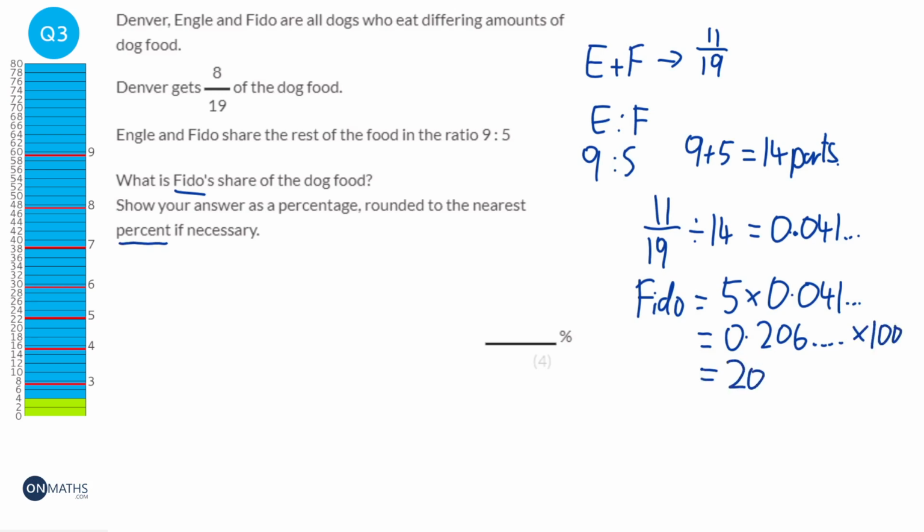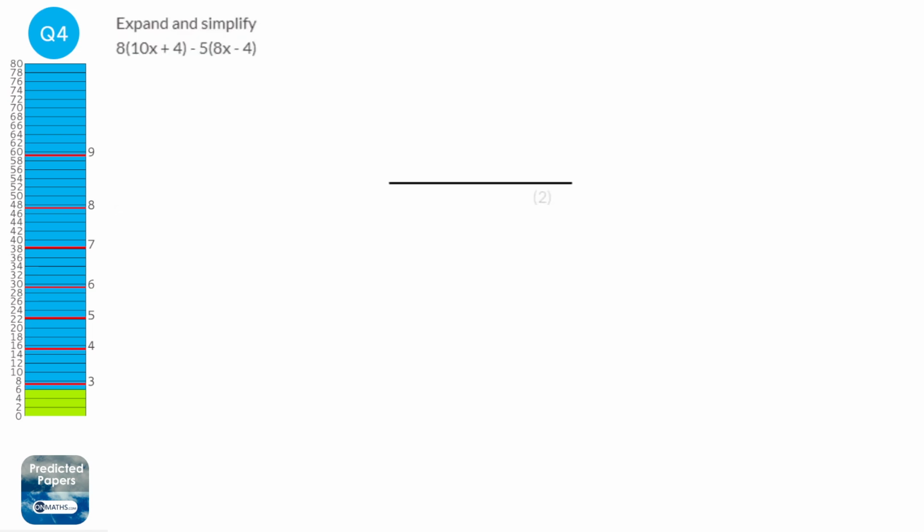So we have 20.676 and so on percent. And it wants it rounded to the nearest percent, so that would be 20%. Or actually, it would be 21%, because this would round it up. So 21%.